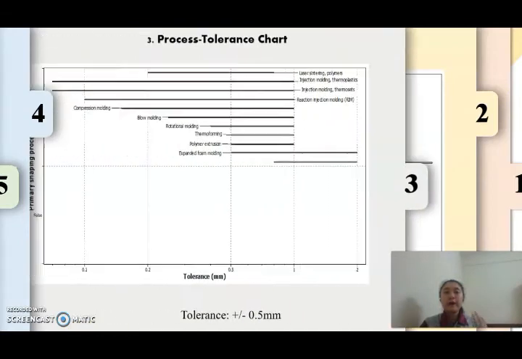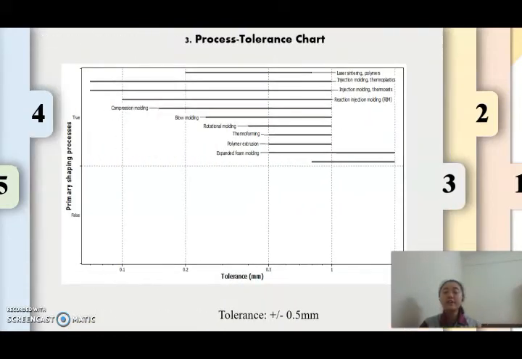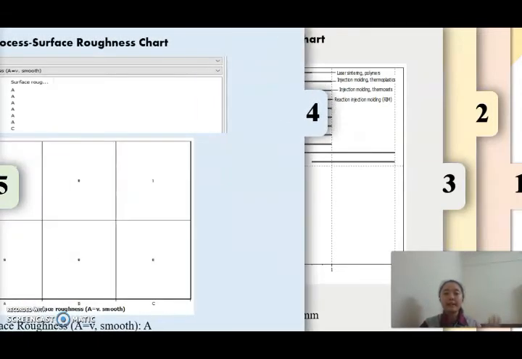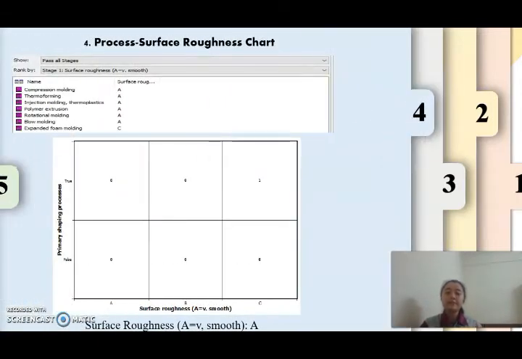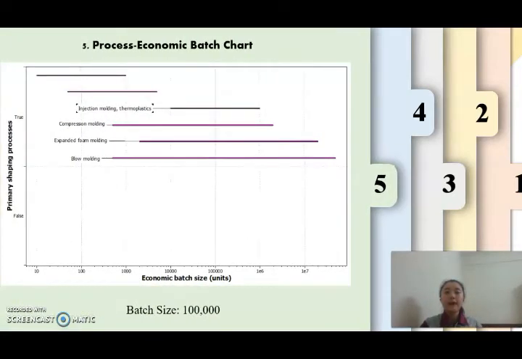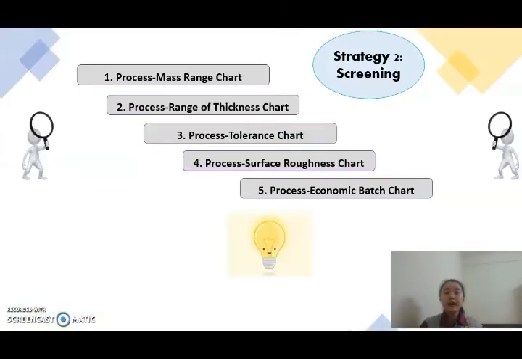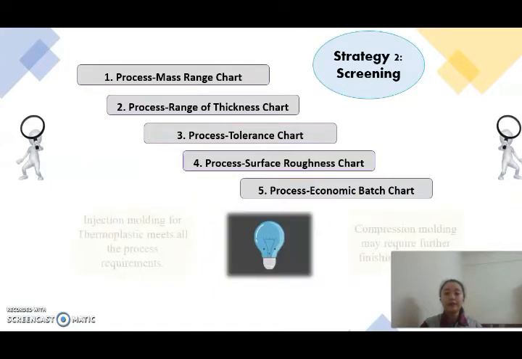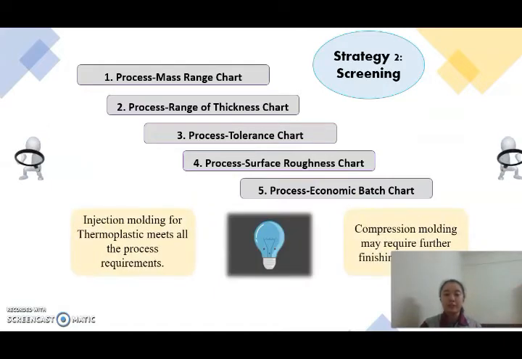Chart 3, process tolerance chart. The tolerance of an earplug is set at plus or minus 0.5 mm. Chart 4, process surface roughness chart. The surface roughness of an earplug is set at A level. Fifth chart, process economic batch chart. The batch size of an earplug is set at 100,000 units. After the screening process, we can conclude that there are two routine processes, which are injection molding and compression molding, for fabricating an earplug.